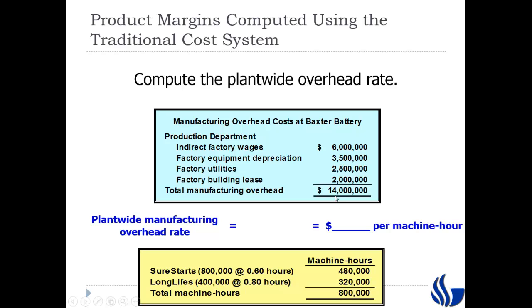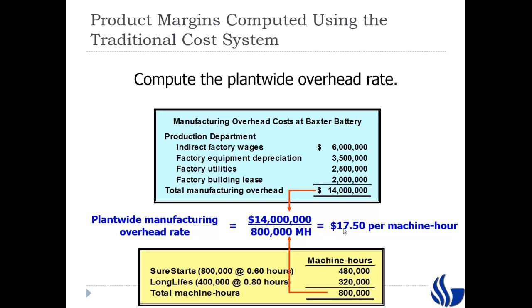So in order to divide up this $14 million in a fair way, they're going to take this $14 million, divide it by the 800,000 machine hours, and they get $17.50 per machine hour. Now, you already know that this isn't the fairest way to do it, but this is the traditional approach. They're allocating all these overhead costs in proportion just to machine hours.